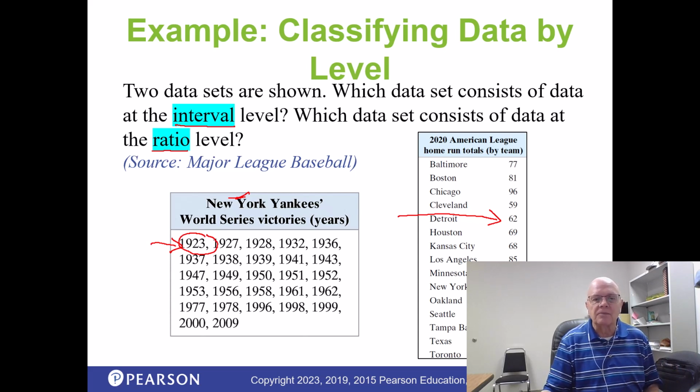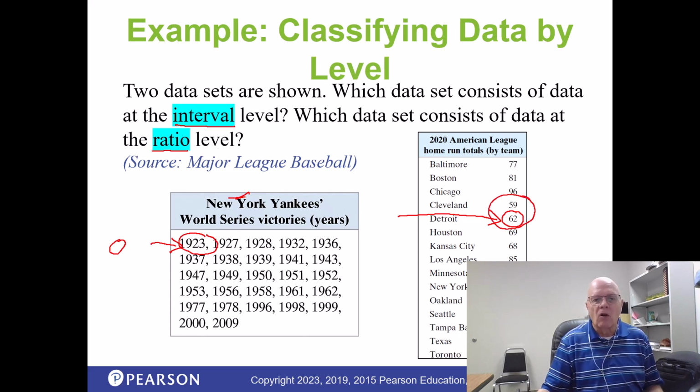On the other hand, home runs. It's nominal because there's a name, 62. Second, you can put them in order. Which ones had more home runs than the other? You can subtract them. One club had 3 home runs more than the other. Differences. So it's interval. And also, 0 means none. If you have 0 home runs, you've had none. There's no such thing as a negative home run either. That's another way of thinking of it.